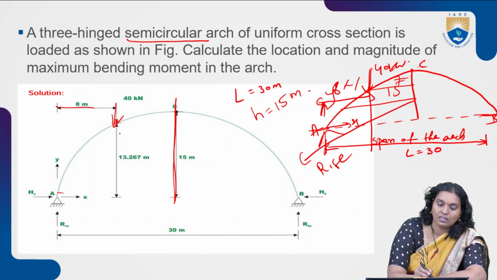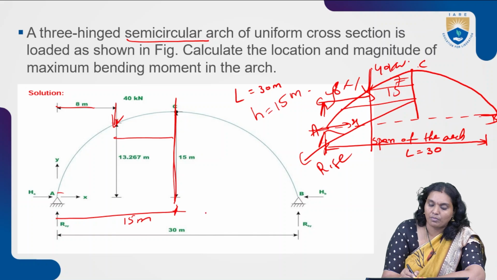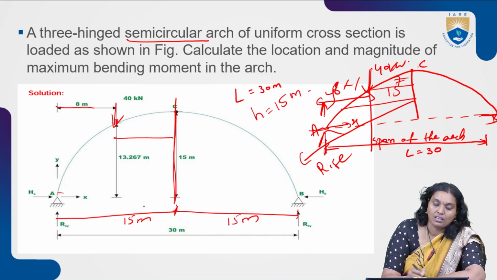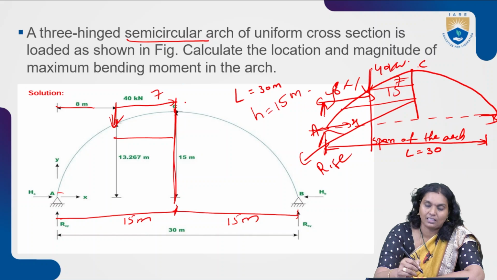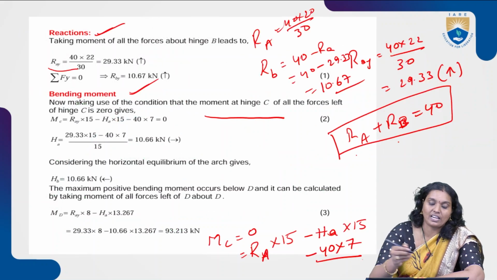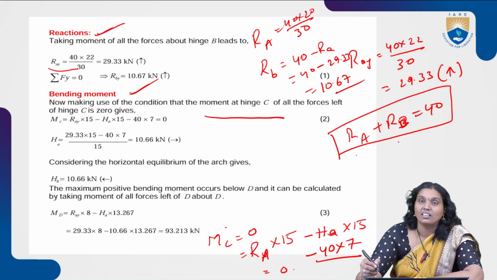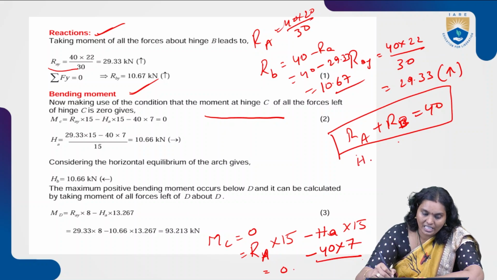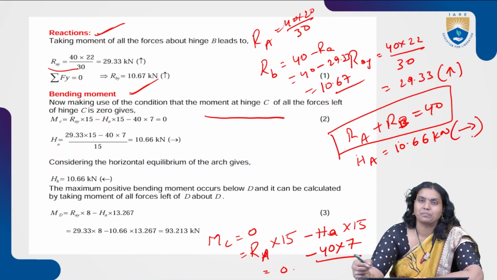Because from A to C that is equal to 15 meter, from C to B that is equal to 15 meter. So from A, whenever the load is acting, this is 8 meters, the remaining is 7 meters, till C. So from this we are going to understand the hinge reaction. So reaction minus horizontal is equal to 50 minus 40 into 7, that gives the horizontal reaction. So horizontal reaction at A is equal to 10.66 kilonewton. After doing all the calculation, we will get this one.